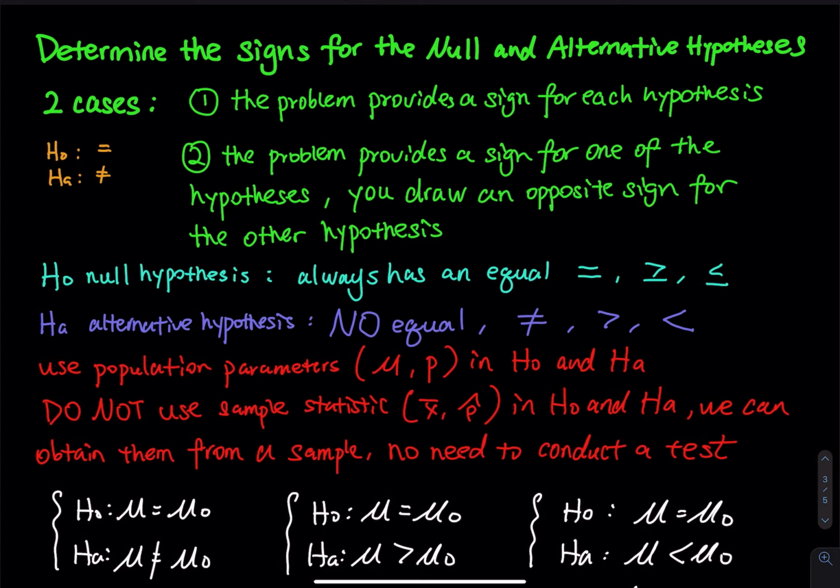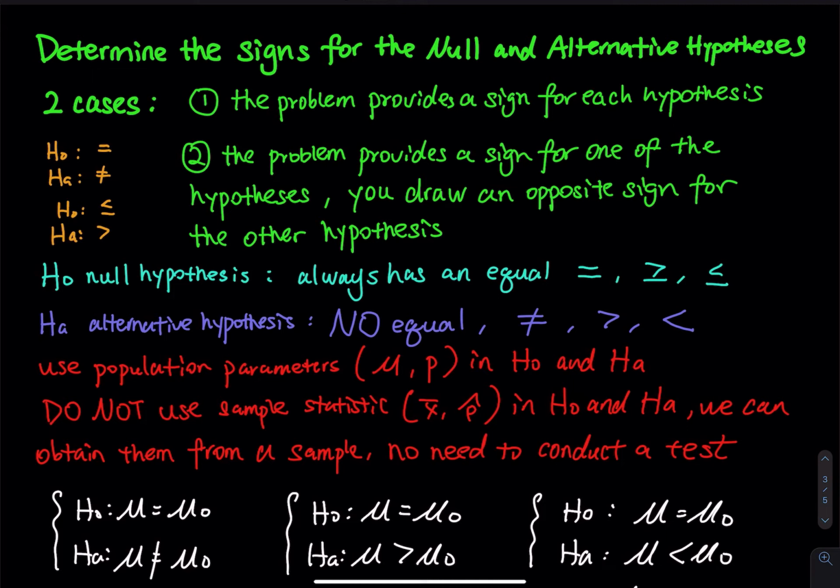The other case is, let's say for HA, the problem gives you a sign. So let's say for HA, the sign is a greater than, and then there is no sign for H0. In that case, I will just take the opposite. The opposite of greater than is less than or equal to. So that is case 2. Case 2 is for the two hypotheses, you get one sign only. You don't have the sign for the other one. For the other one, all you have to do is take the opposite sign. All right, so it is just that easy.